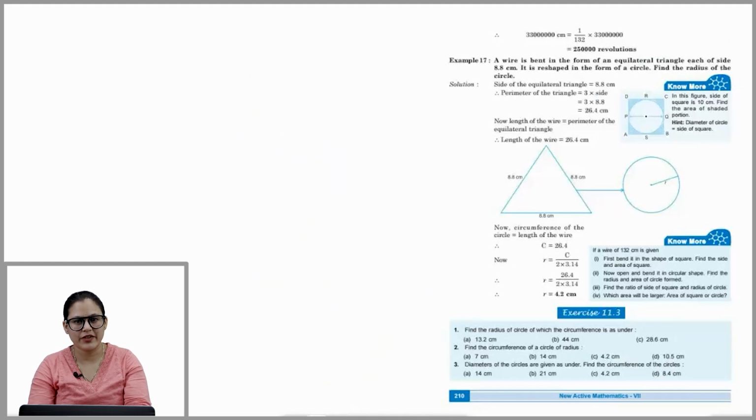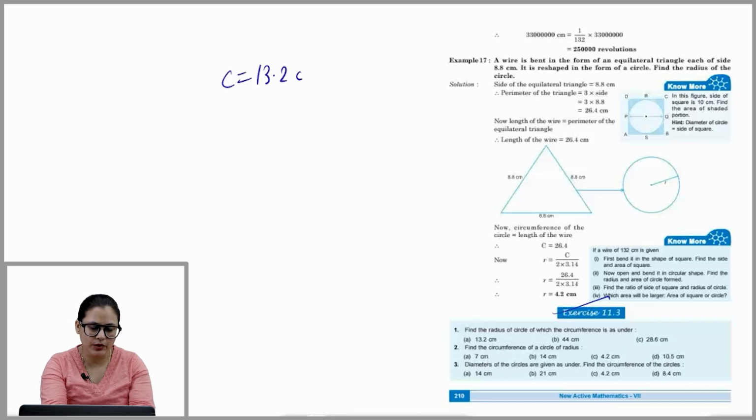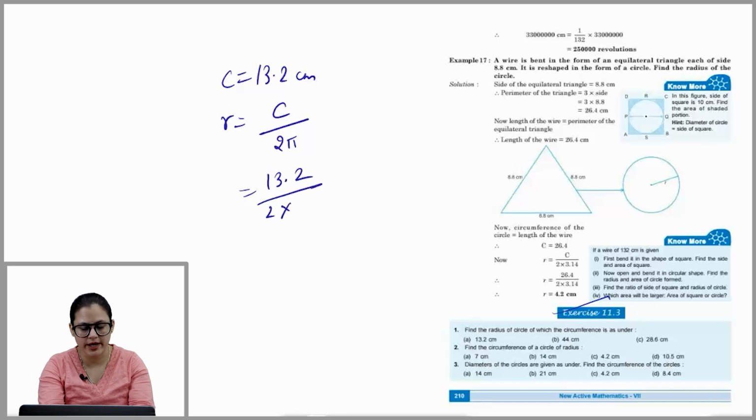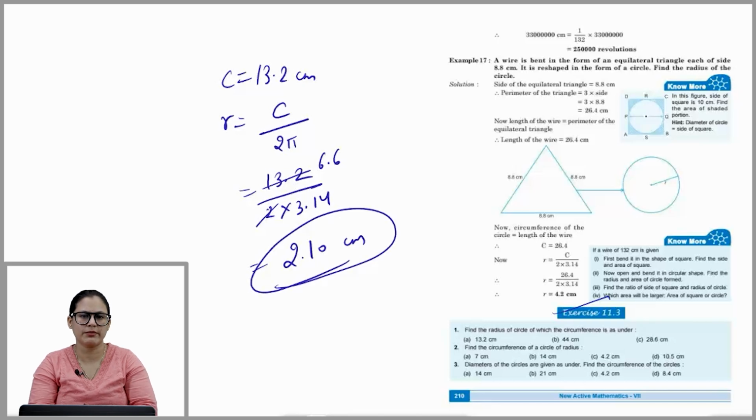Let's do exercise 11.3. Find the radius of a circle of which the circumference is as under. In this question the circumference is given and we have to find the radius. So what is the formula? C, circumference, by 2 pi. Circumference is 13.2. 2 into the value of pi, 3.14. You can cancel it out also. 6.6. Now when you divide this number by this, you will get approximately 2.10 centimeters. Approximately, not the exact one, right?